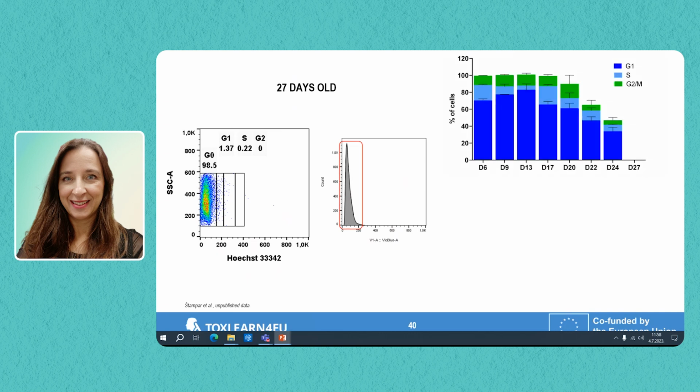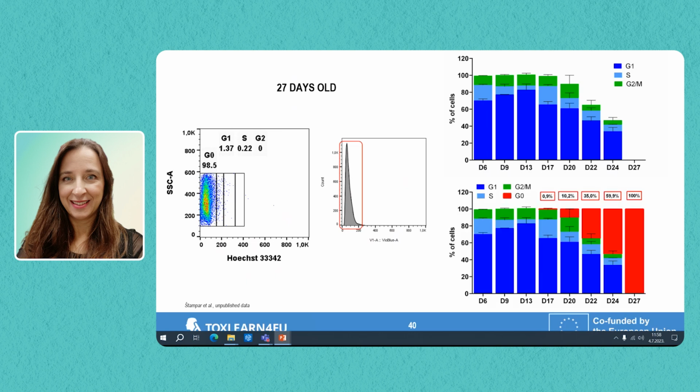This is also what we saw when we counted the cells. You see here nicely that all these three phases are decreasing in the number of cells, on the account of increasing the cells in the G0 phase. This is the red one.